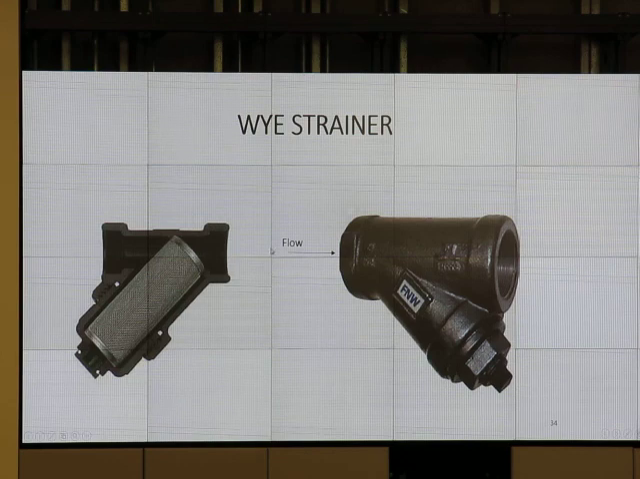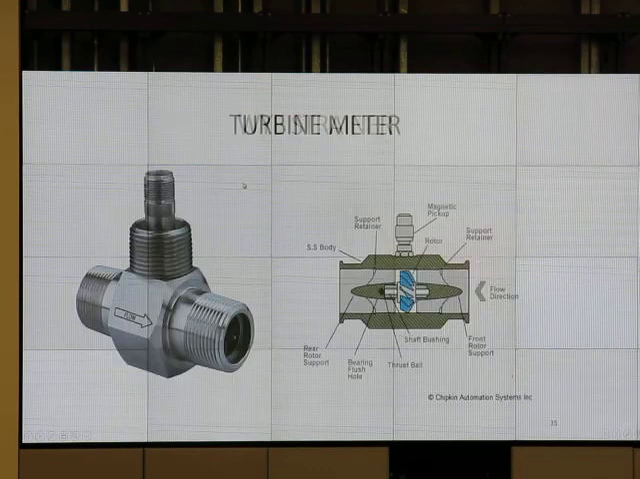This is the strainer. The flow goes through in this direction. Looking at it cut open and reversed, the flow would go through here, capture your debris and junk, and then on out to your meter.